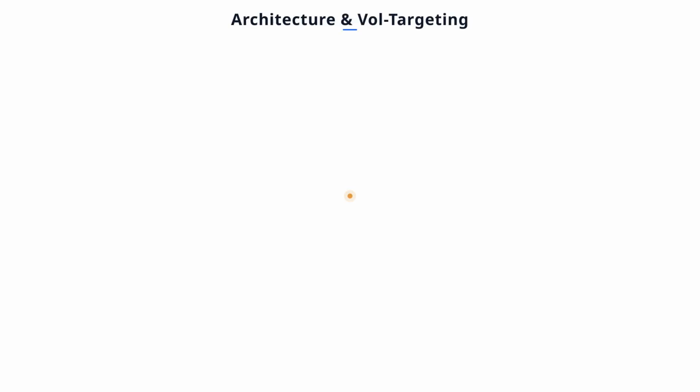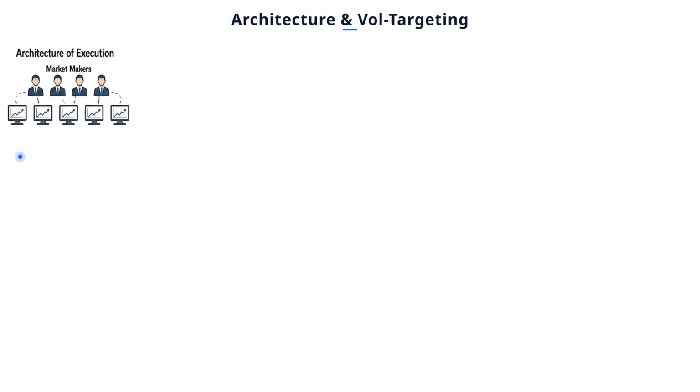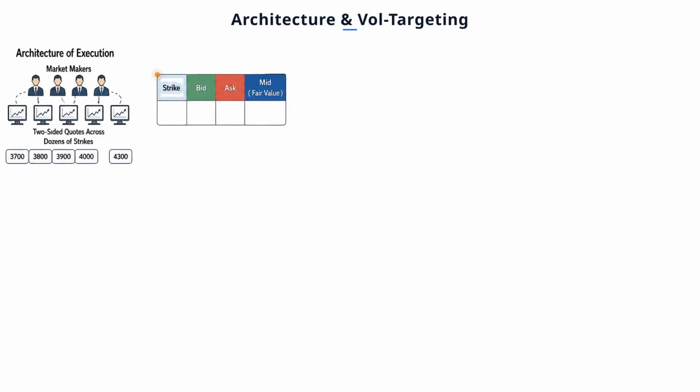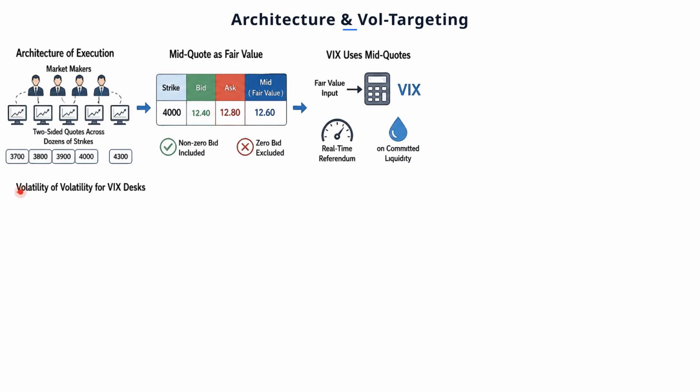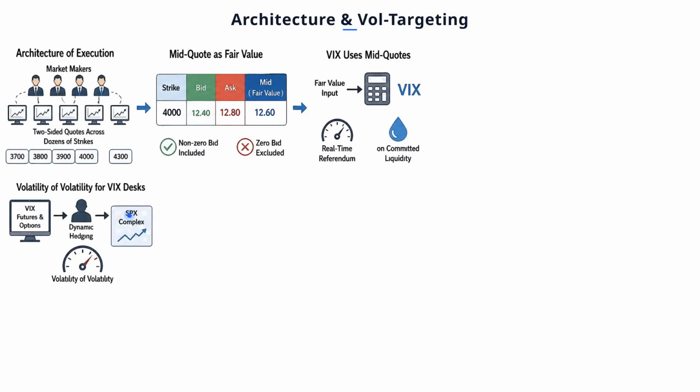The integrity of the VIX relies on the architecture of execution, the continuous quoting of two-sided markets by market makers across dozens of strikes. The index uses the mid-quote, or the average of the bid and ask, as its fair value input. If a strike lacks a non-zero bid, it is excluded, making the VIX a real-time referendum on committed liquidity. This creates a volatility of volatility problem for the desks managing VIX futures and options, who must dynamically hedge using the underlying SPX complex.